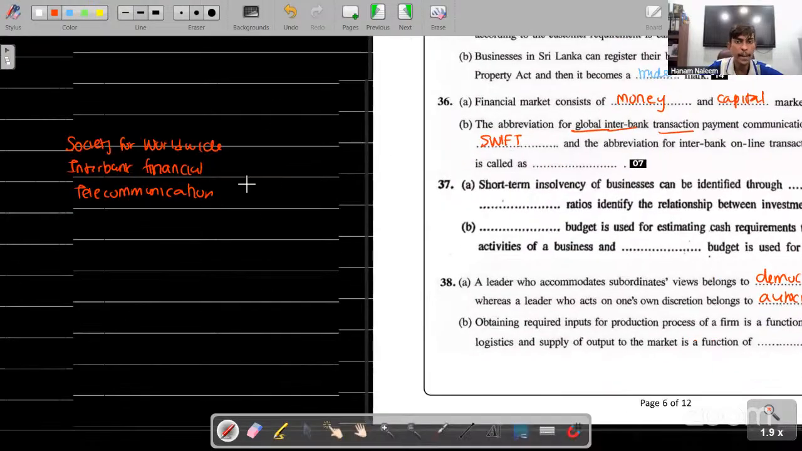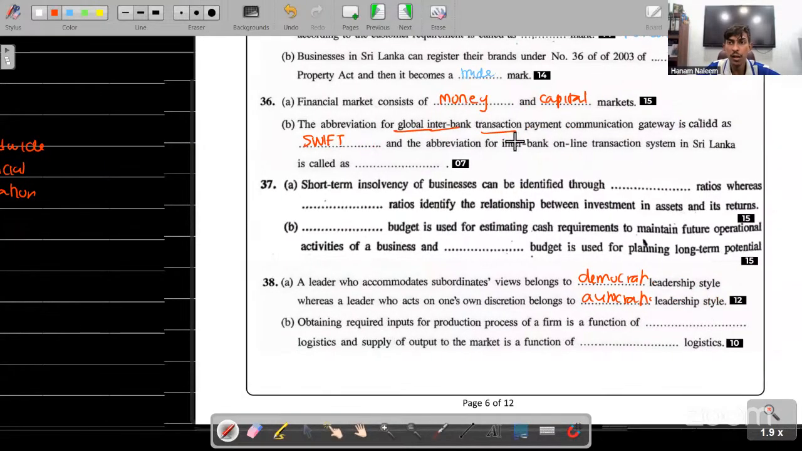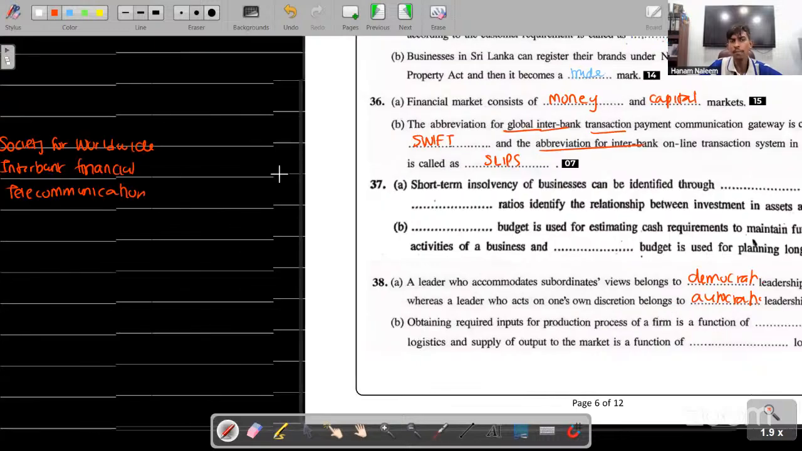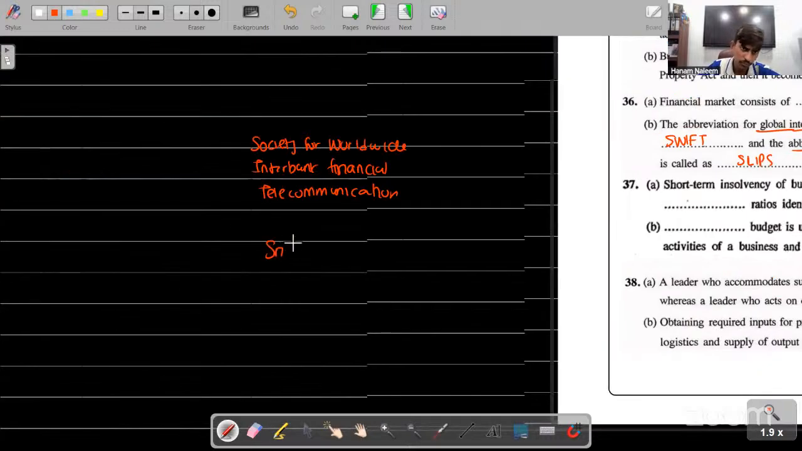Then the abbreviation for interbank online transaction system, interbank, the banks within Sri Lanka. We say SLIPS. SLIPS stands for Sri Lanka Interbank Payment System.